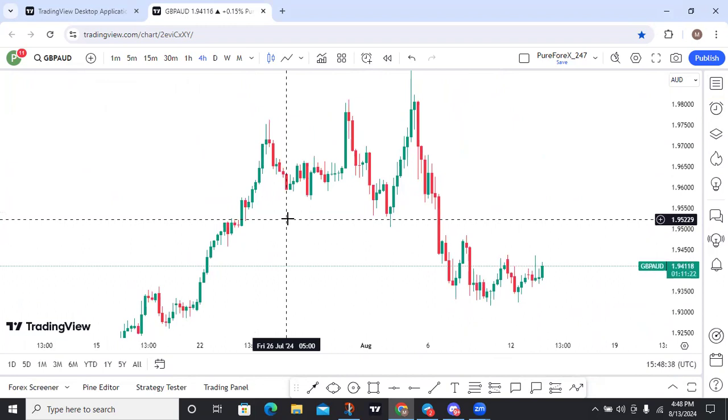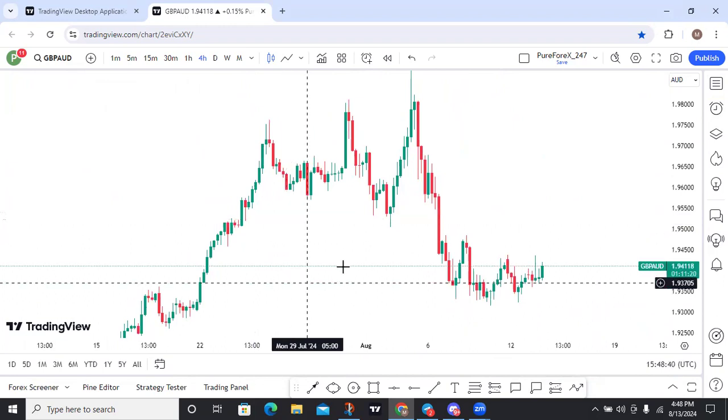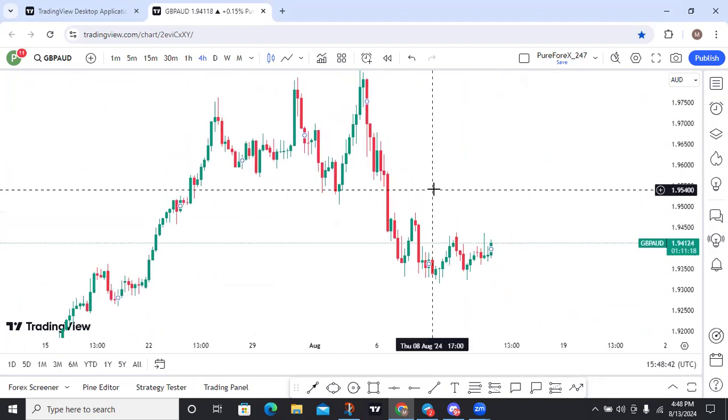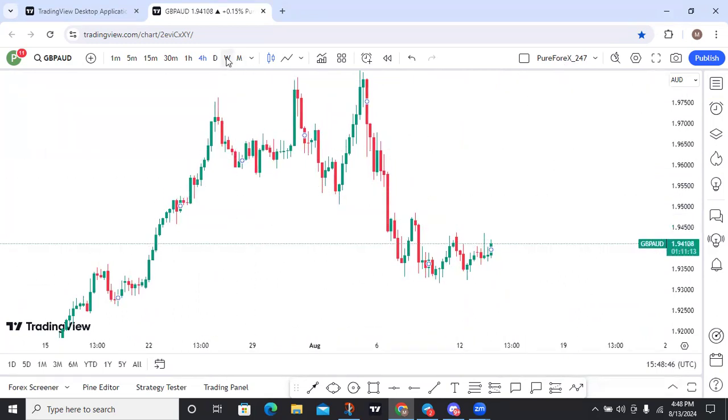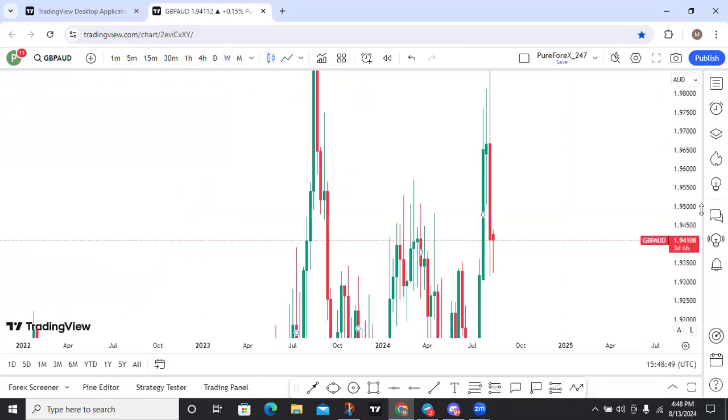Look at this GBPAUD, the market is giving us a downtrend. But then let's do our top-down analysis to know where we are. Does the market continue to go down, or are we expecting a change in market direction? So we start from the weekly. Let's start from the weekly.